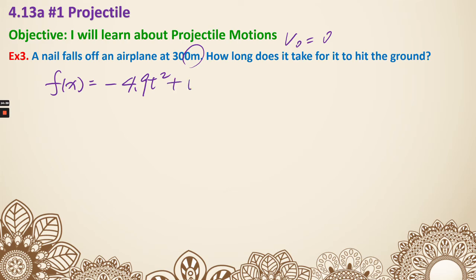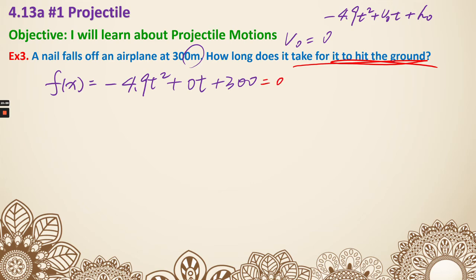So it's going to be a plus 0t, and on the end, it's going to be a plus 300 because that's our h sub 0. To remind you, negative 4.9 t squared plus v sub 0 t plus h sub 0. That's our formula for the projectile. Now it's time to see how long does it take to hit the ground.